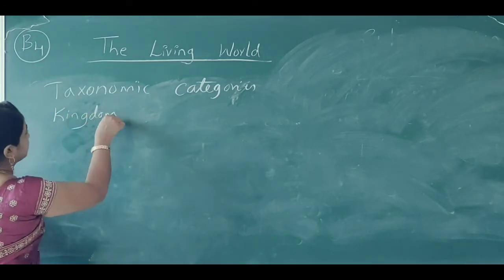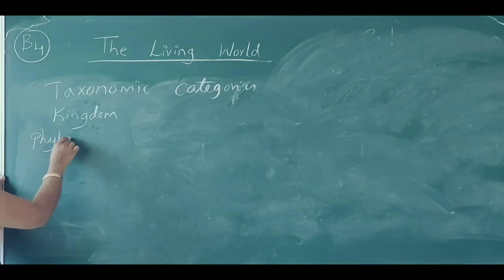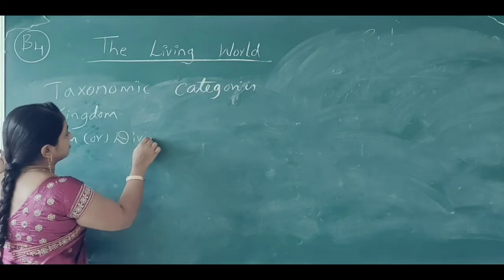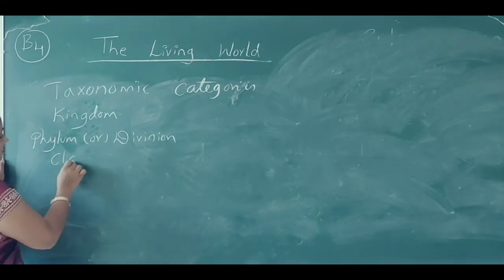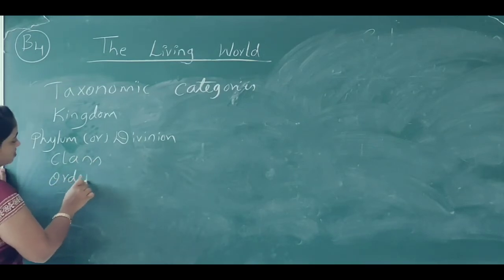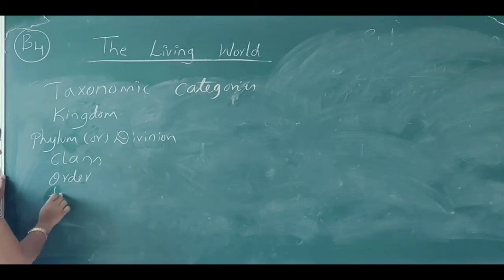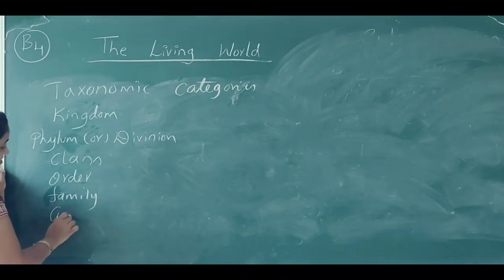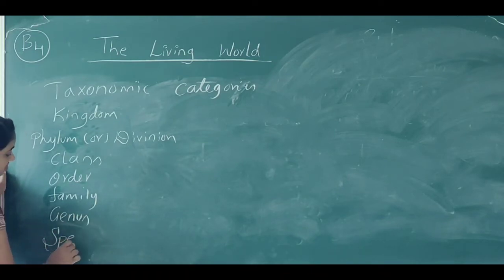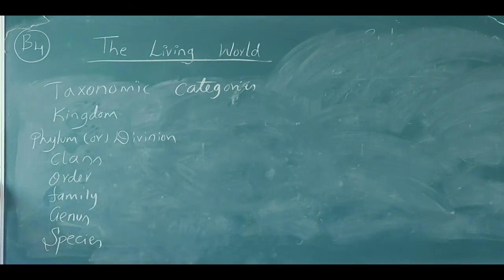So, first is kingdom, the next is phylum or division, the third one is class, the next is order, the next is family, genus, species. So, how many units do we have? We have 7 units. Just name them, just read it. It is kingdom, phylum or division, class, order, family, genus, species.